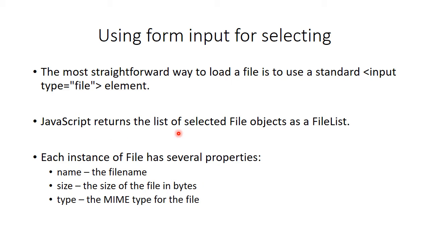In this case, JavaScript returns a list of selected file objects as a file list. If you are loading multiple files, then the details of all those files will be returned as an object of file list. Each instance of the file inside the file list will have these properties. Its name.